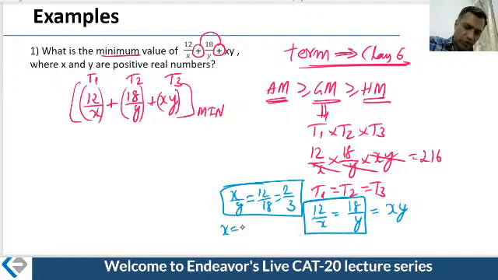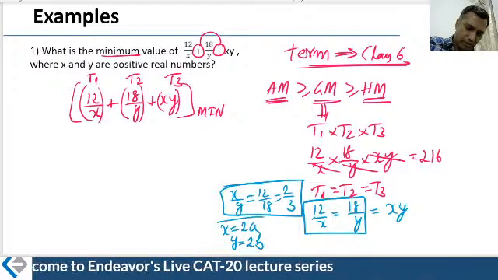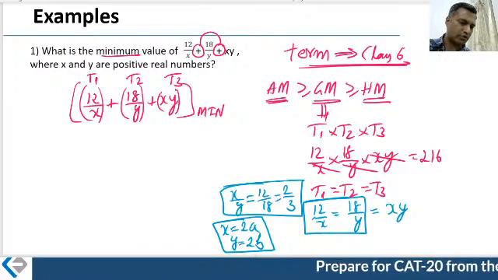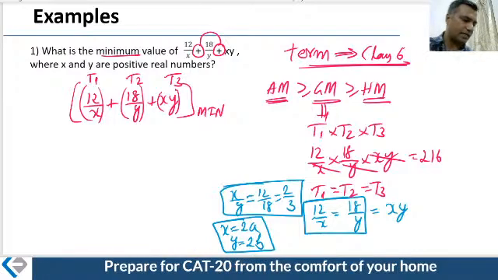x would be of the form 2a, then y will be of the form 3b. Something like this. That's a ratio. That's what you are trying to say there. Okay, let's get back to the number.